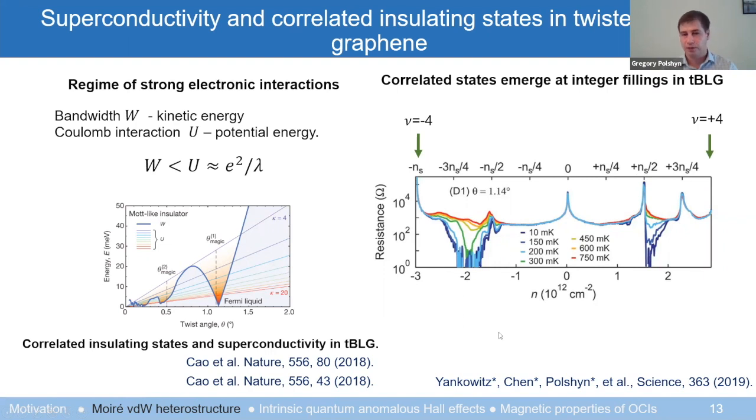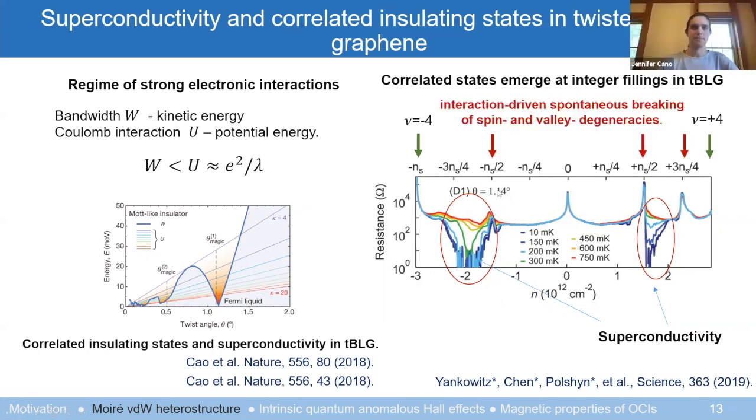And then for some ranges of carrier density, we also observe superconductivity, but this is not something I'm going to discuss today. Another interesting thing is that there are additional correlated resistive states. They emerge because of the interaction-driven spontaneous breaking of spin and valley degeneracies. Potentially they can emerge at all integer fillings of the Moire superlattice. They're a generic feature for all these flat band graphene Moire heterostructures.